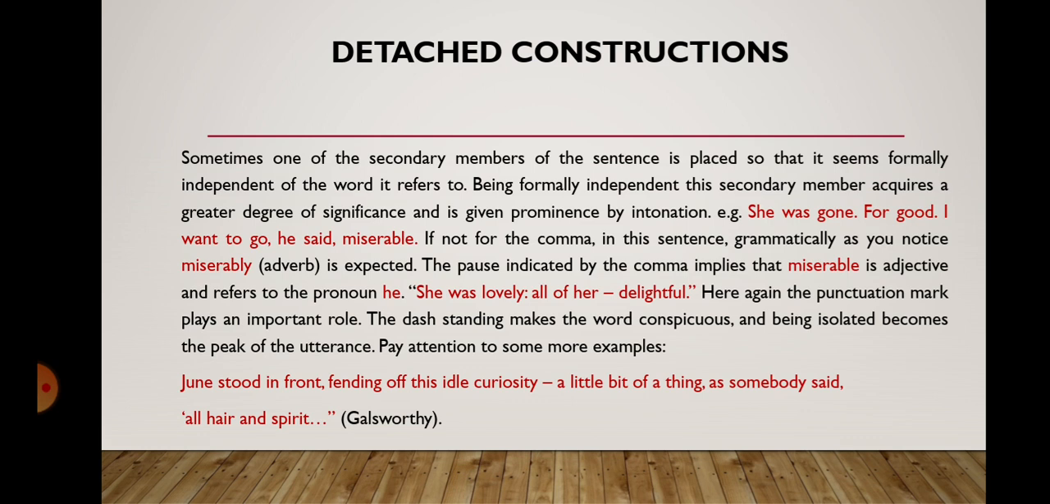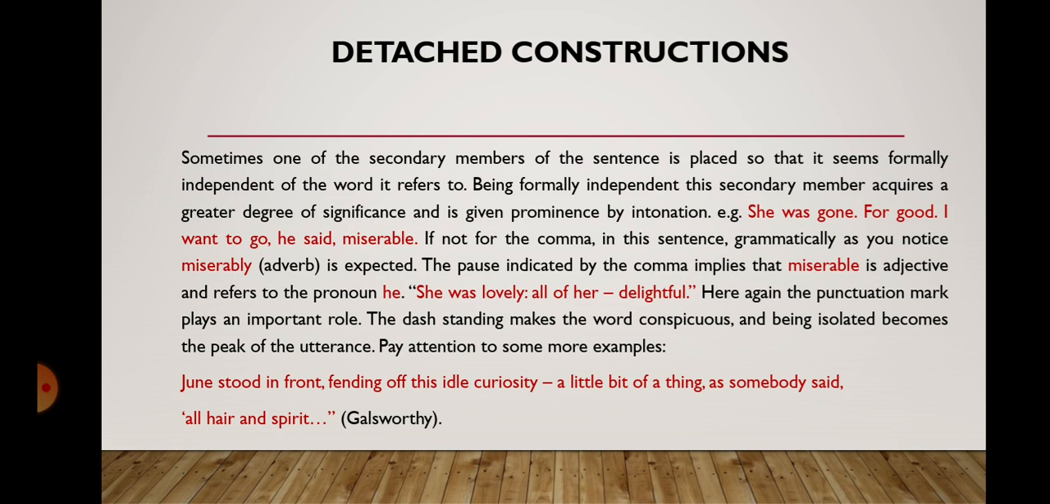The next stylistic device is detached constructions. Sometimes one of the secondary members of the sentence is placed so that it seems formally independent of the word it refers to. Being formally independent, this secondary member acquires a greater degree of significance and is given prominence by intonation. For example, she was gone, for good. I want to go, he said, miserable.